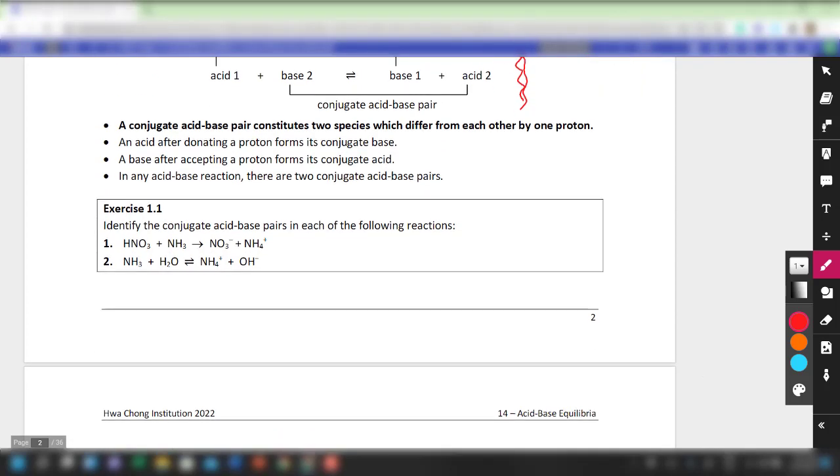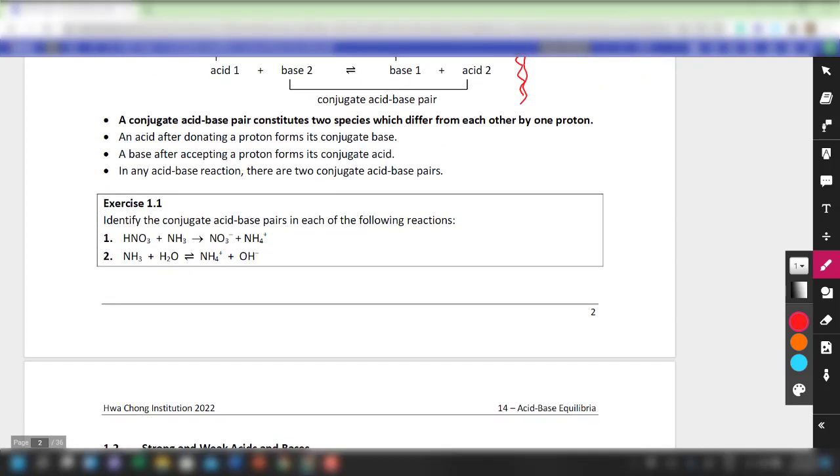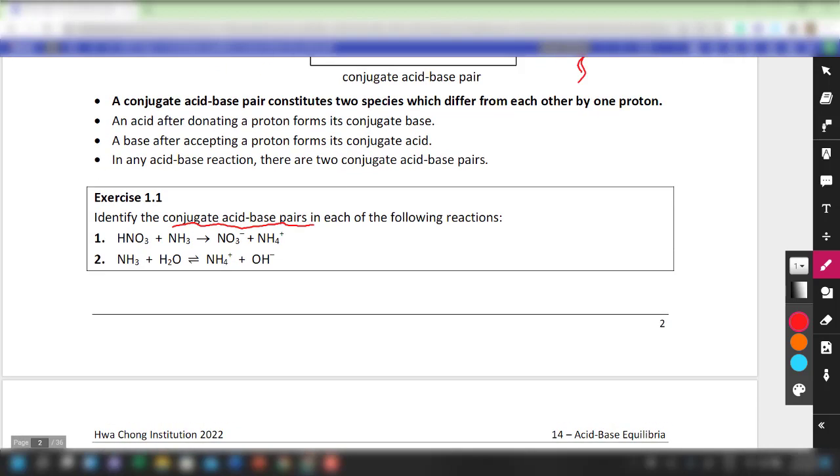So I will just go straight into exercise 1.1. In exercise 1.1, you are supposed to identify the conjugate acid-base pair in each of the following reactions. For the first question, we have nitric acid and ammonia reacting to give us nitrate and ammonium. In this case, you notice that nitric acid loses a H+ to ammonia.